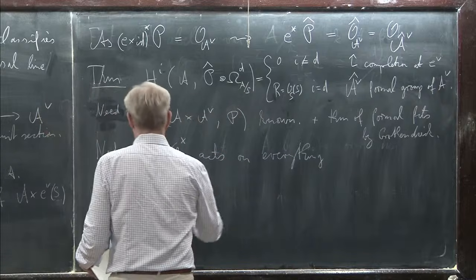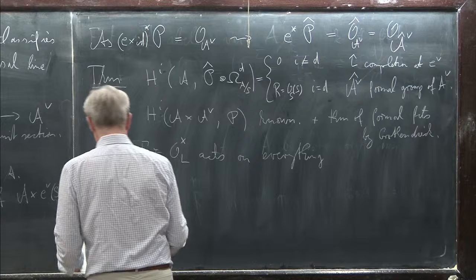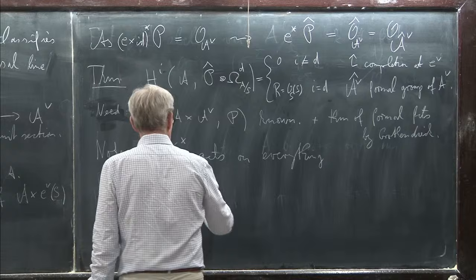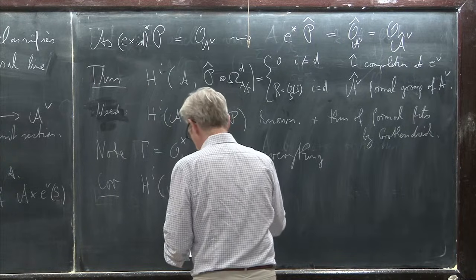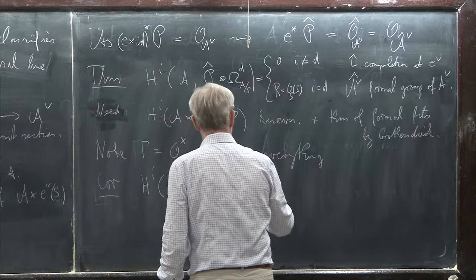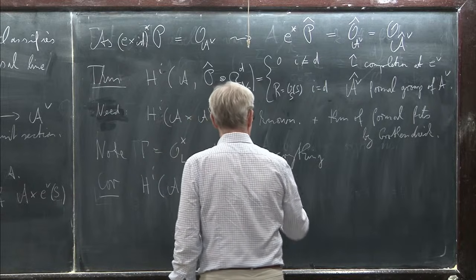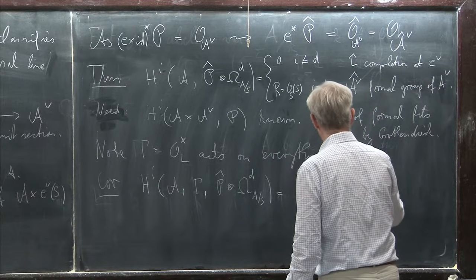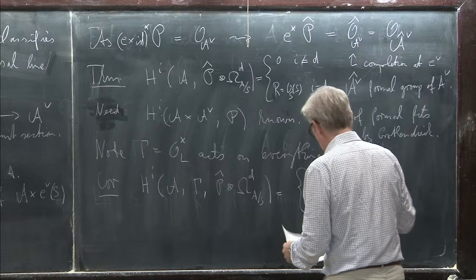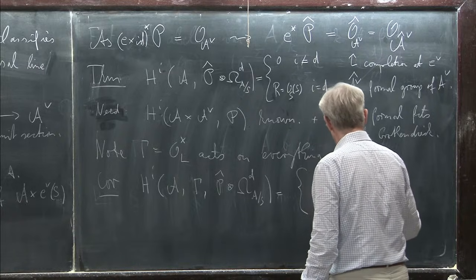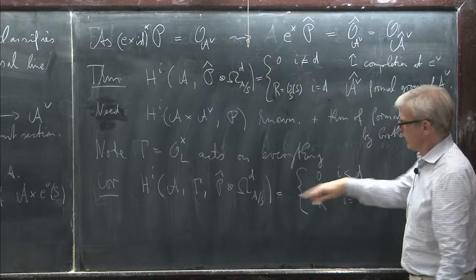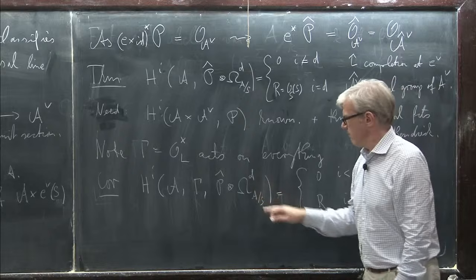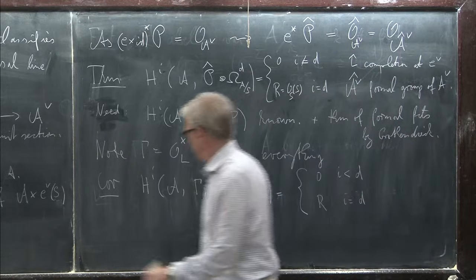So we get the following corollary, which says: if I take the gamma-equivariant cohomology of this, then I get the following. I get 0 in degree i less than d, and I get, again, R for i equals d. But there might be non-zero higher dimensional cohomology groups, at least in the very general situation.